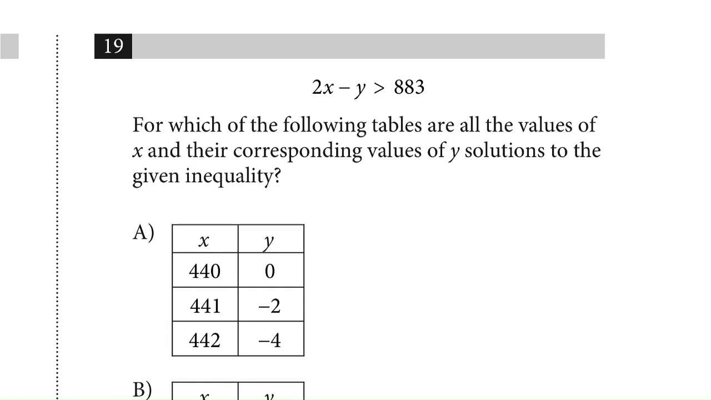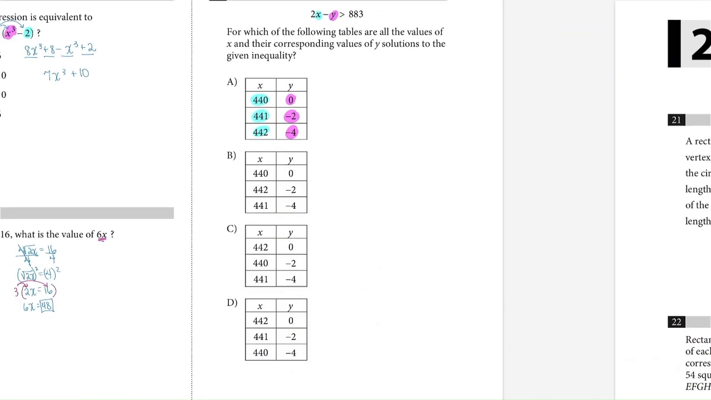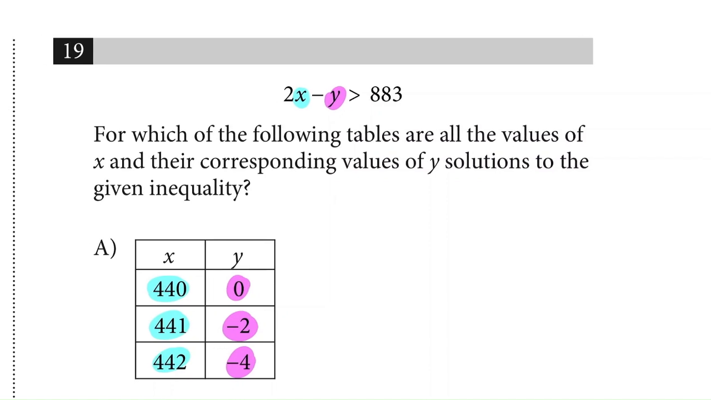Number 19, 2x minus y is greater than 883. For which of the following tables are all the values of x and their corresponding values of y solutions to the given inequality? So you have two options here. I'm going to go ahead and plug this into Desmos to show you how to do this, but you could also simply take these values and substitute them in for x, and then take their corresponding y values, plug those in for y, and see if you get a result that is greater than 883. But you'd have to do that 4 times. So I think in this case, it's going to be easier to hop over to Desmos.